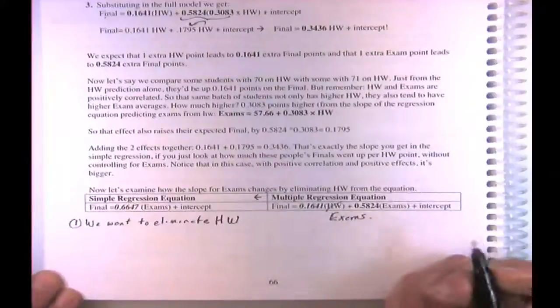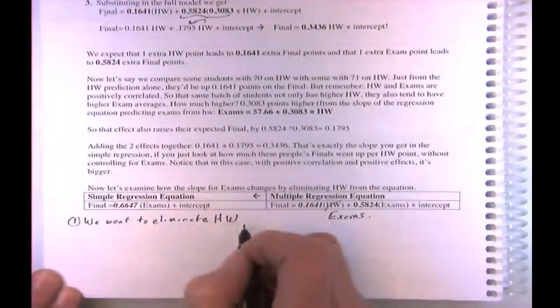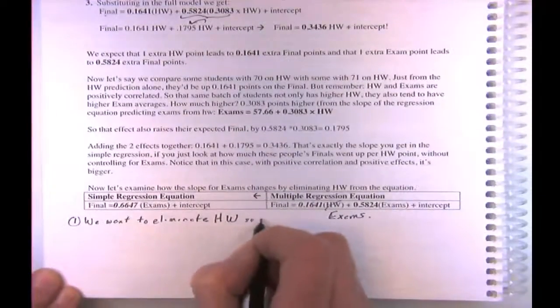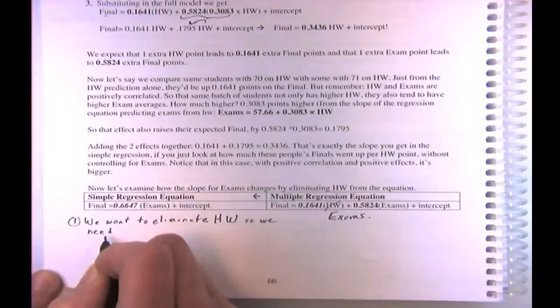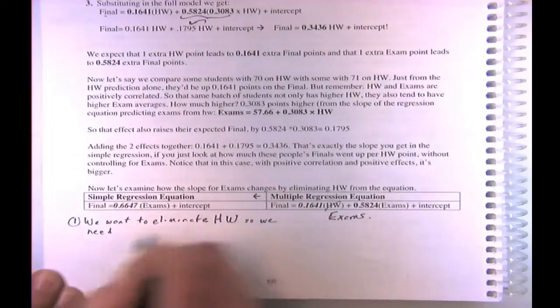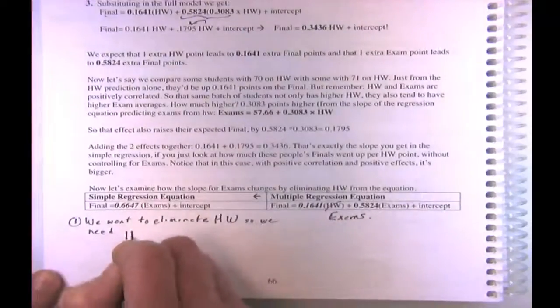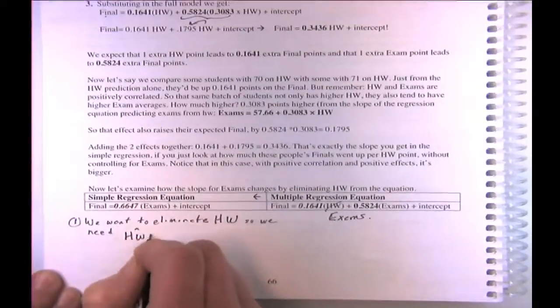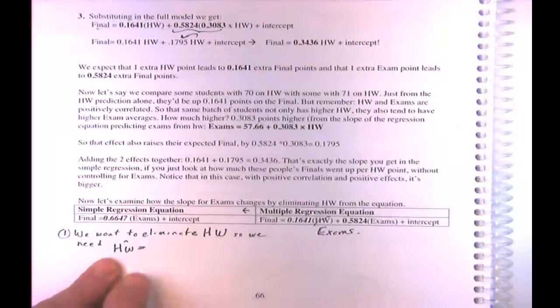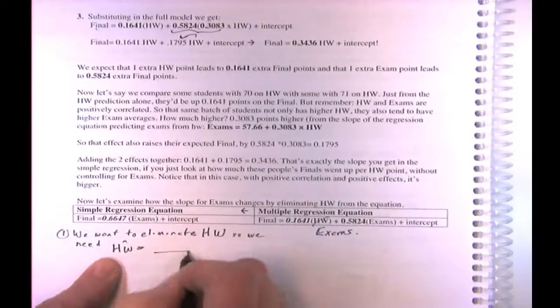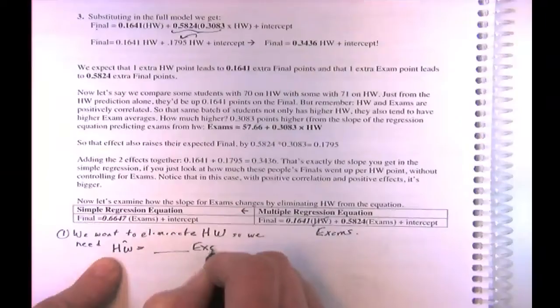Okay, we want to eliminate homework. So we need some equation that's, what? Homework expressed in terms of exam. Predicted homework. You can't just switch around the other equation because they're not usual equations. This is a predicted value. They have error attached to it. So now we want homework equals something times exams.